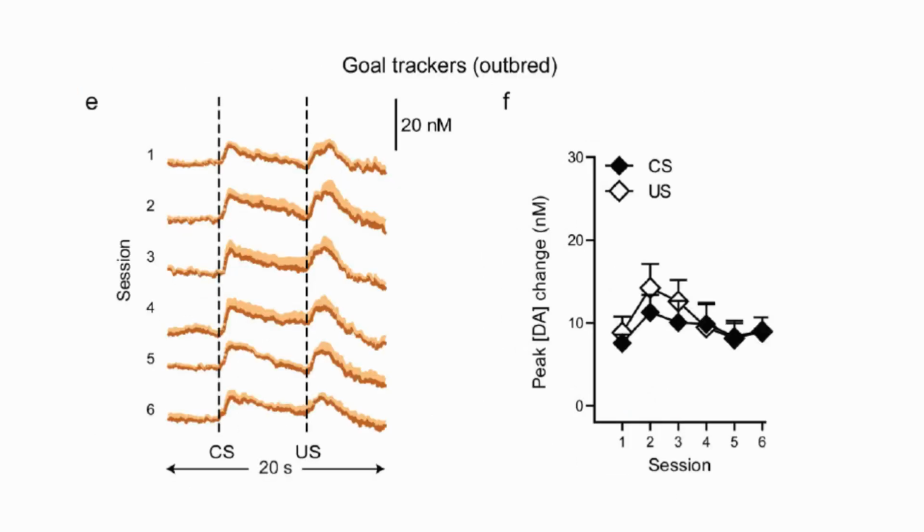Compared to goal trackers, they are starting at the same level, right, with outbred, it is about 10. They go up and then they equilibrate to that same level, all right. So, in the longer run it really does not matter at all.